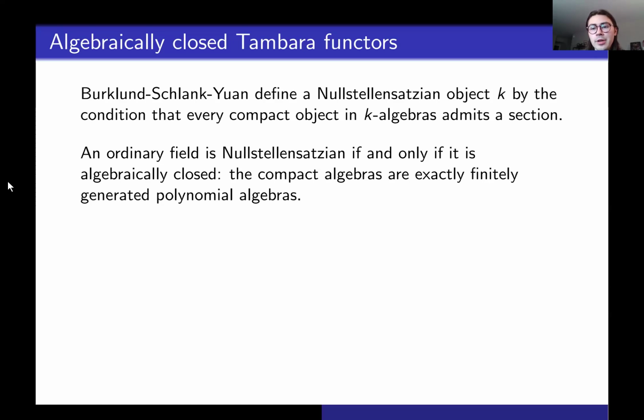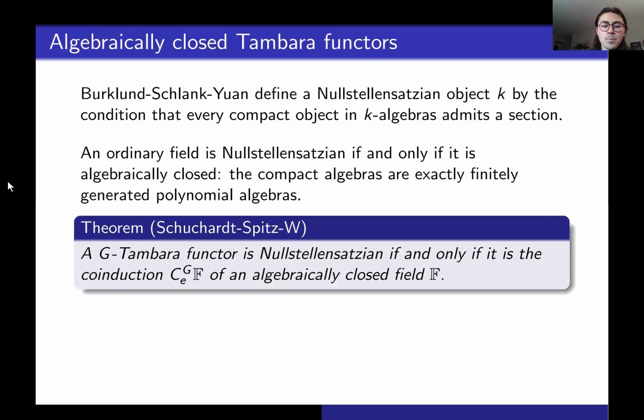In ordinary fields, a compact algebra over a field is just a finitely generated algebra. And a section is just a choice of roots of a collection of polynomials. So an ordinary field is Nullstellensatzian precisely when it's algebraically closed, because all polynomials have roots. And the theorem that I prove with Ben Spitz and Jason Schuchardt is that a Tambara functor is Nullstellensatzian if and only if it is the co-induction of an algebraically closed field.